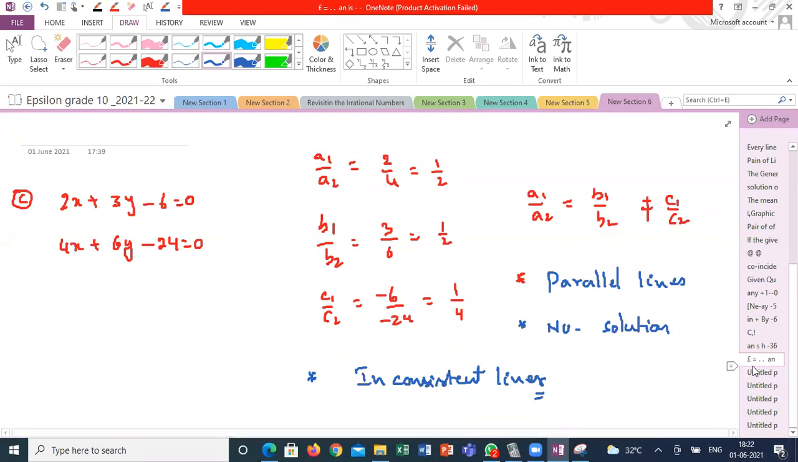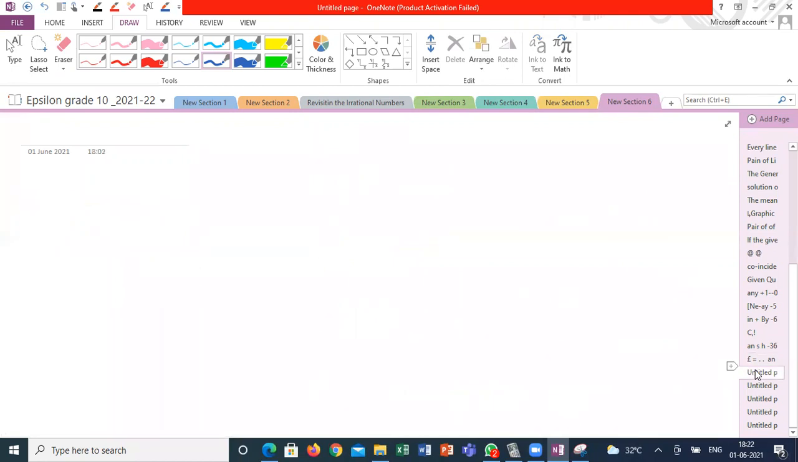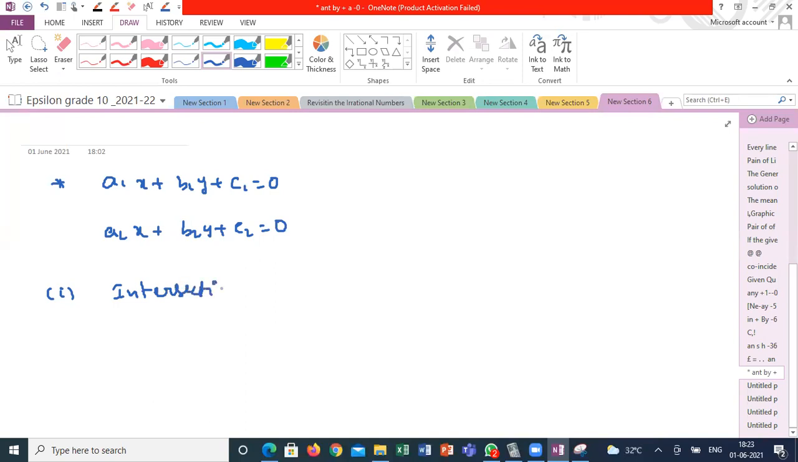Now, how can I frame this for any equations? From the previous three questions, I can conclude my concept like this. If a1x plus b1y plus c1 is equal to 0 and a2x plus b2y plus c2 is equal to 0, there are three possible cases. The first one is for intersecting lines. How can I identify whether both lines are intersecting? a1 by a2 should not be equal to b1 by b2. Here, the c1 by c2 ratio doesn't matter.